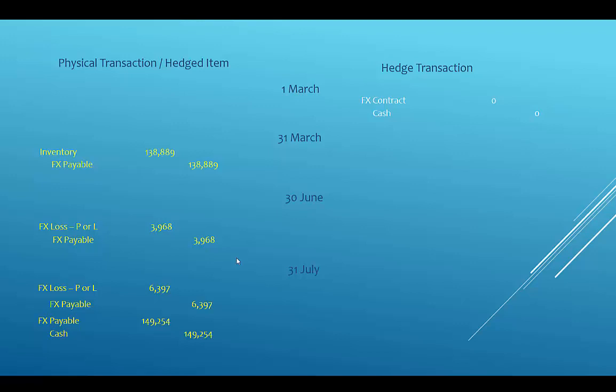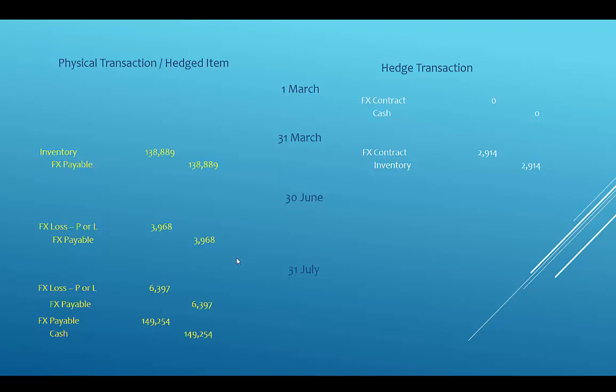On the 31st of March, we received the inventory, and on that date, the cash flow hedge changes from being a cash flow hedge into a fair value hedge. So what we'd have to do on that date is reevaluate our foreign exchange contract, and we'd see that our contract is now worth $2,914.